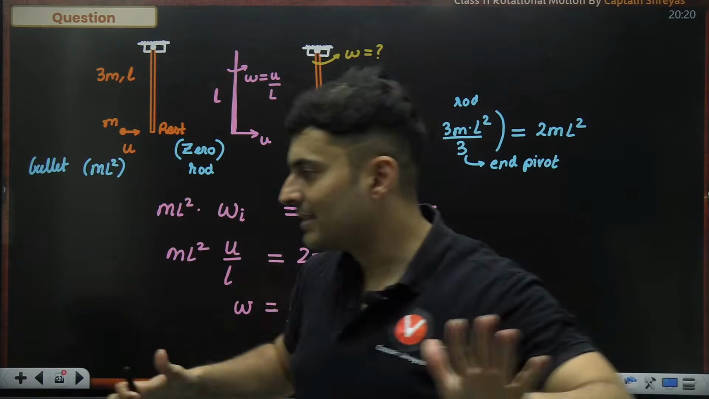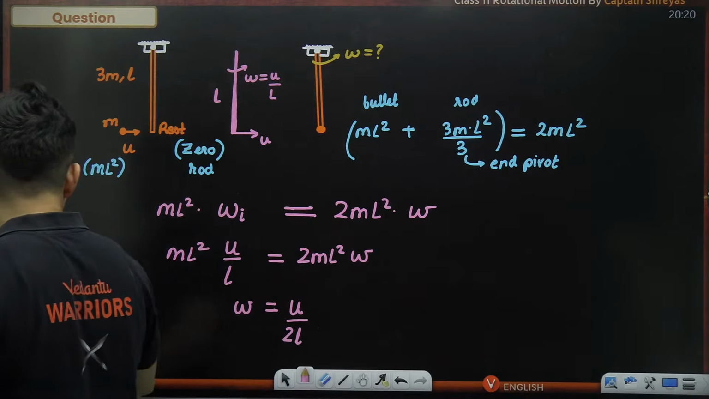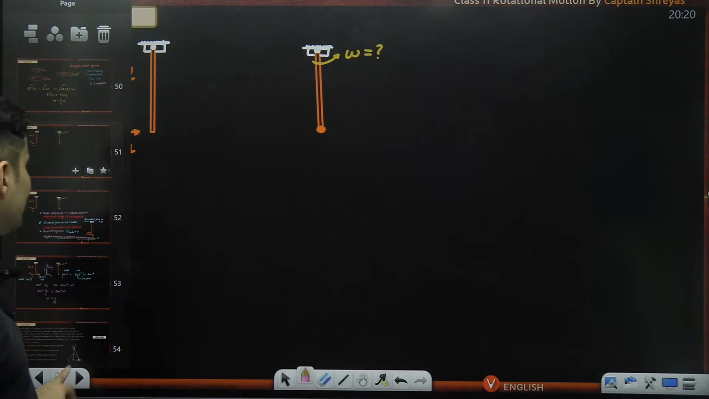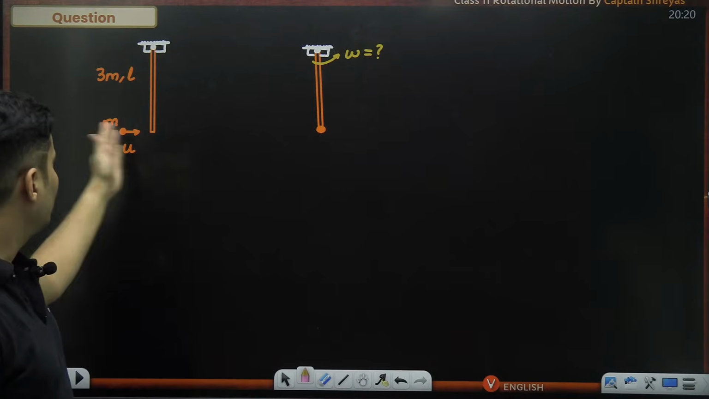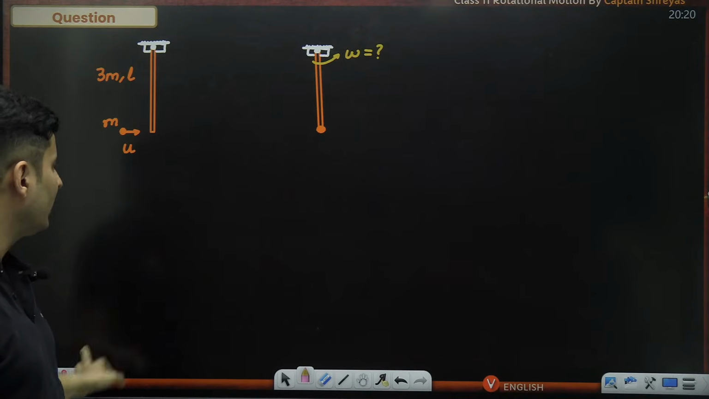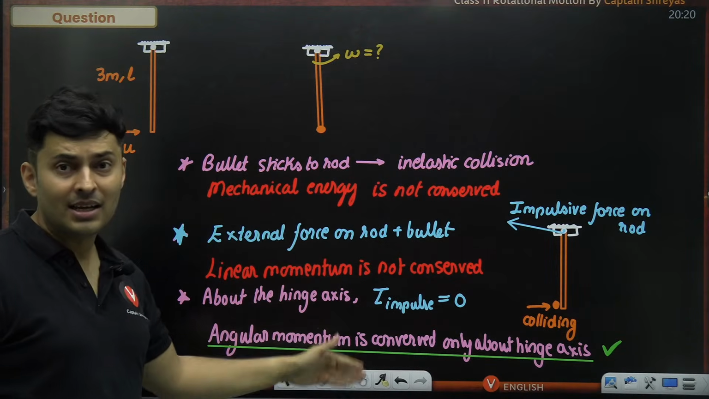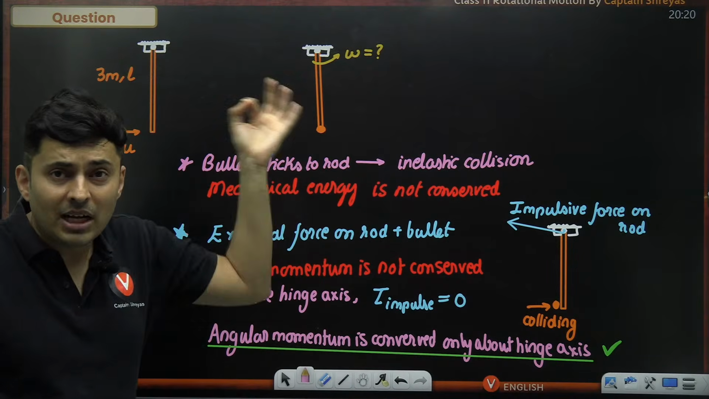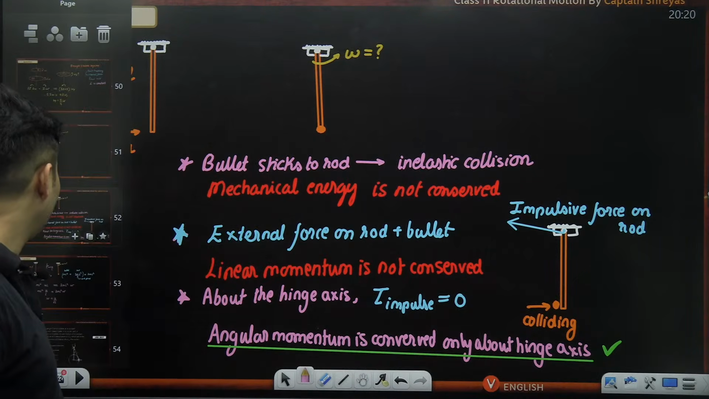Understood? Is that clear how we solved it? It's a brilliant question, what we just did over here. And you know how we have not used the other two principles, and conservation of angular momentum is valid only about a special axis, not any other axis.